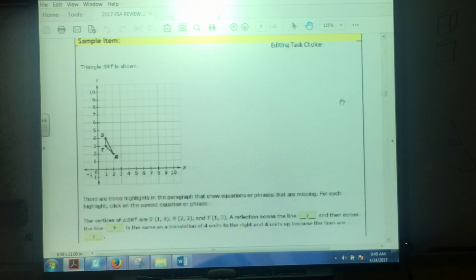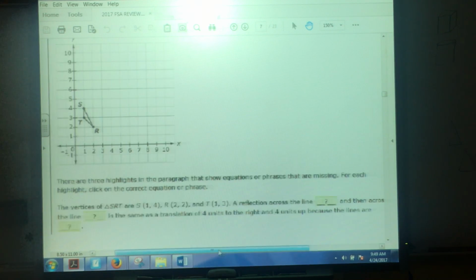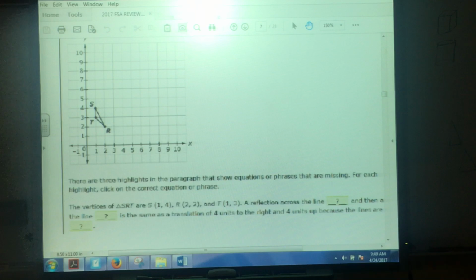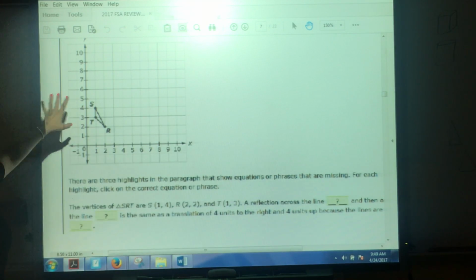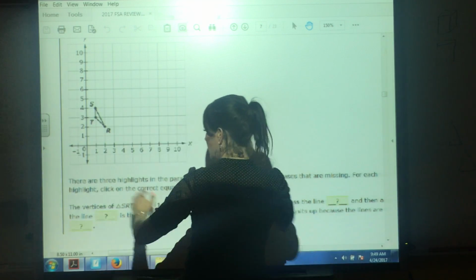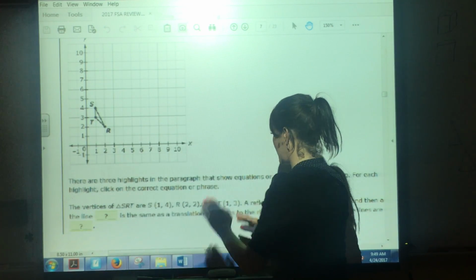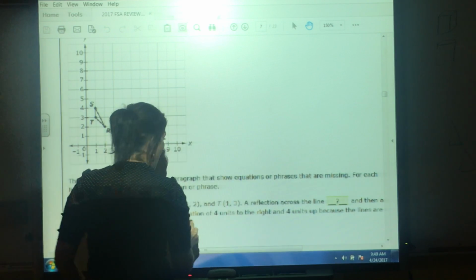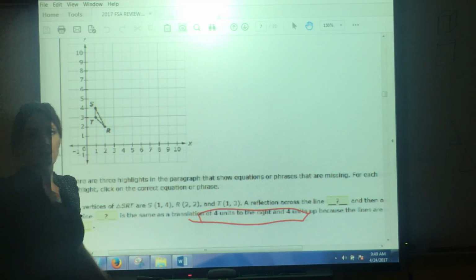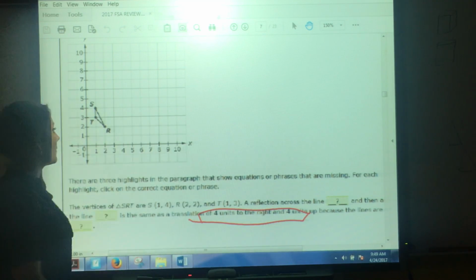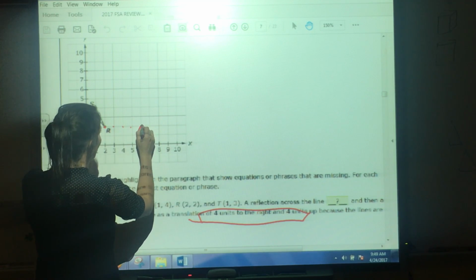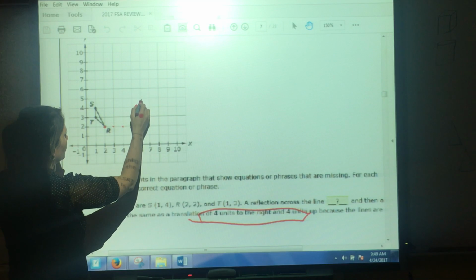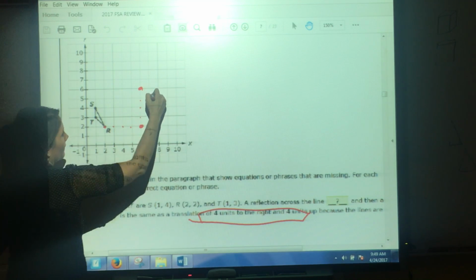Alright, this one here, guys, I apologize, but there was no way for us to give you these drop-down options, so I'm just going to give it to you. Talking about transforming this, we reflect it across one line, then across another line, and it ends up as the same translation of 4 units to the right and 4 units up. So I'm going to do that first. I go 4 right, 1, 2, 3, 4, and then 4 up, 1, 2, 3, 4, boom, that's our prime.